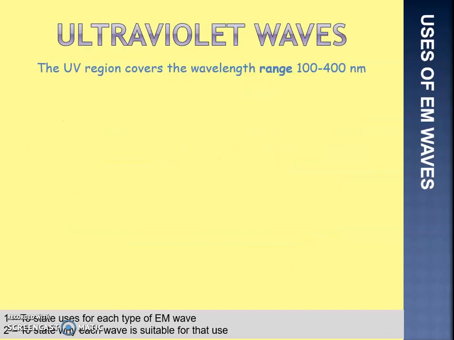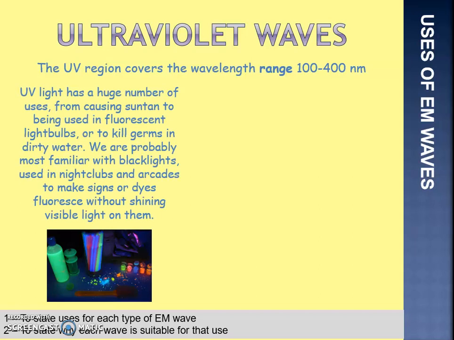Okay, our next electromagnetic wave are ultraviolet, and they have the range from 100 to 400 nanometers. Ultraviolet light's got a massive number of uses, causing suntans, used in fluorescent light bulbs, or we can use it to kill germs in dirty water.